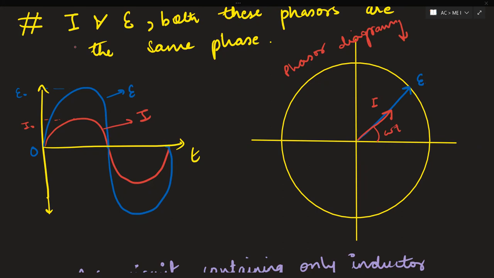AC circuits having resistors only, this part, because this is the easiest one. Yes, Anushka, want to ask something? No, ma'am, no doubt.